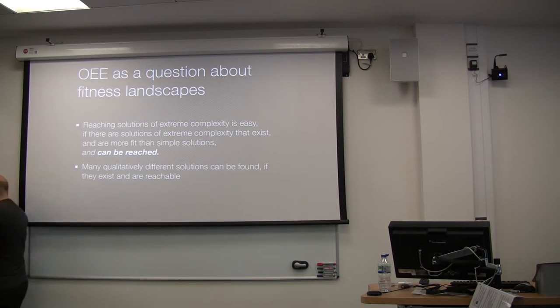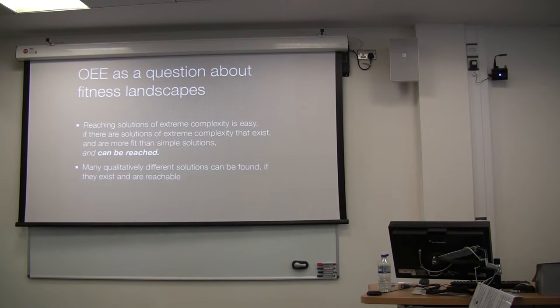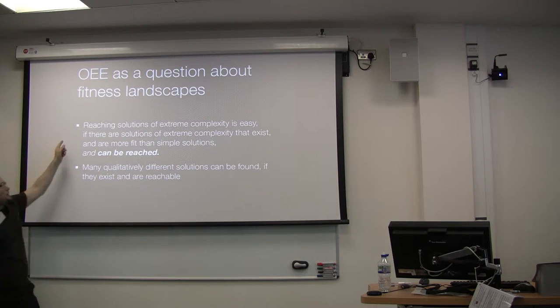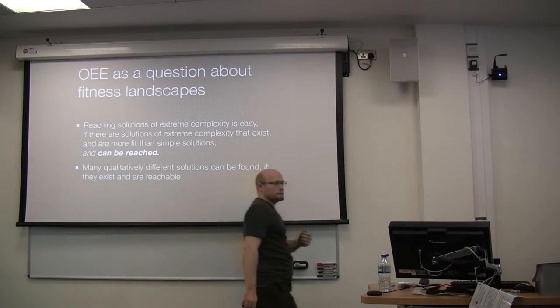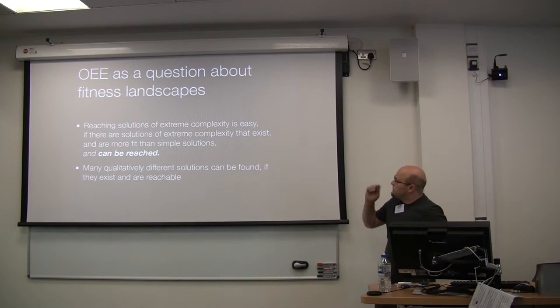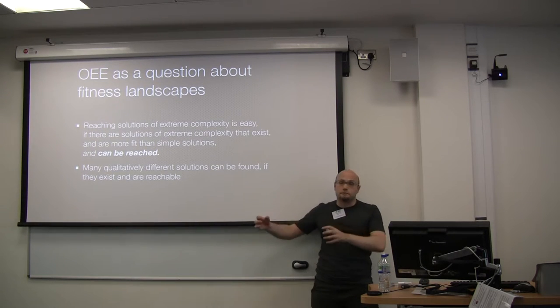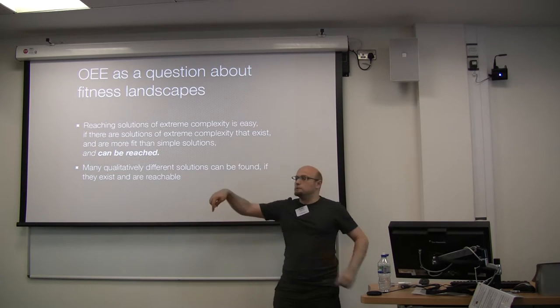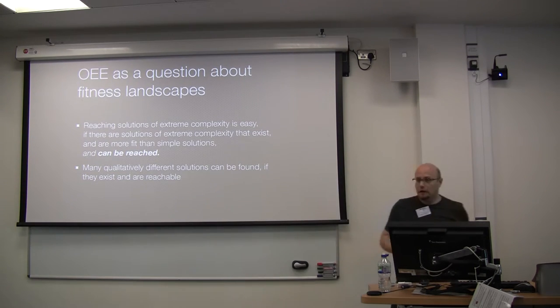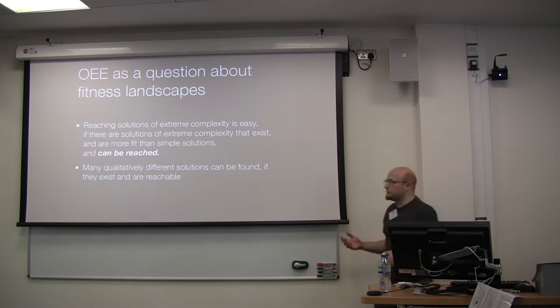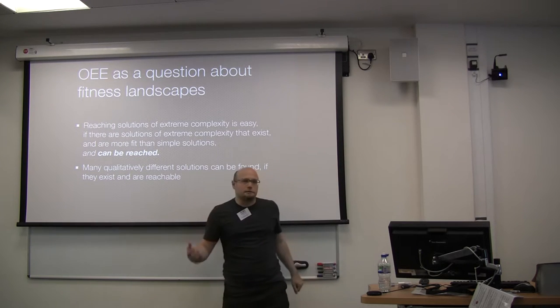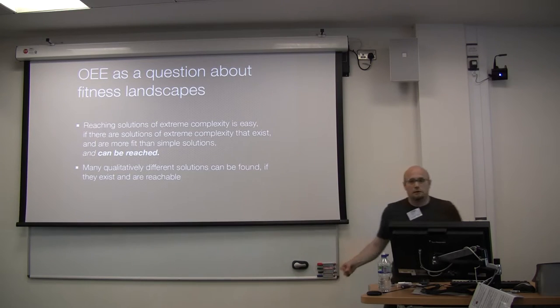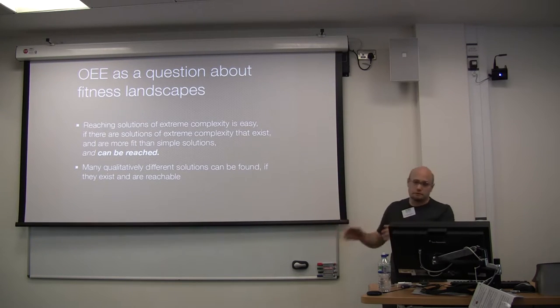So if we want to imagine things evolving towards solutions of extreme complexity and then carrying on going for ages, well, it's actually kind of easy to imagine. That can happen as long as there are, in fact, solutions of extreme complexity that do exist, as long as those solutions are actually more fit than simpler solutions, and as long as it's actually possible to reach them through a sequence of small changes. So basically, I'm claiming that what we should be thinking about is how to achieve fitness landscapes that have those kinds of properties, not about how to achieve algorithms that have those properties.